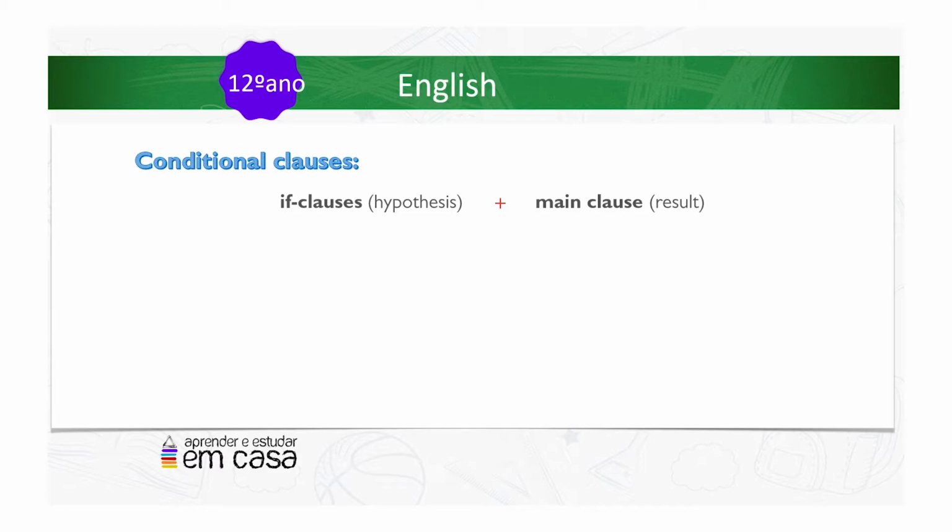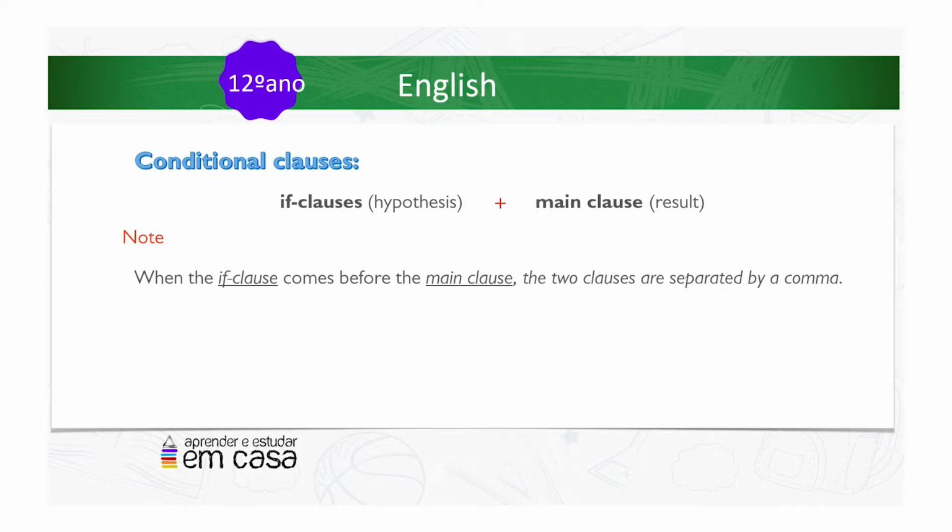All the 4 types have the same thing in common. What they have in common is we have the if clause, that is the hypothesis, and then we have the main clause, that is the result that you get for a certain action. Okay? So, note. Let's check this note. The note says when the if clause comes before the main clause, we have to use a comma. So the comma separates the 2 sentences.